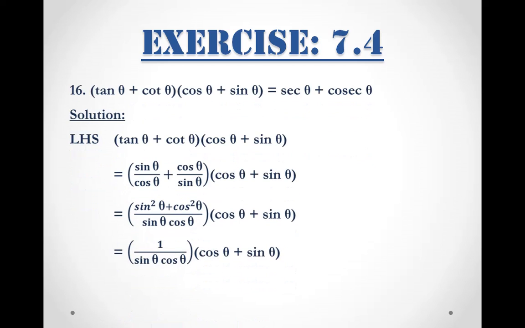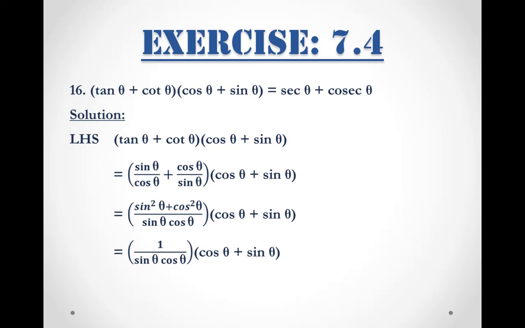Next in the exercise we have question number 16. Statement says (tan theta plus cot theta) into (cosine theta plus sin theta) is equal to secant theta plus cosecant theta. Starting our solution, considering the left hand side, we have (tan theta plus cot theta) into (cosine theta plus sin theta).